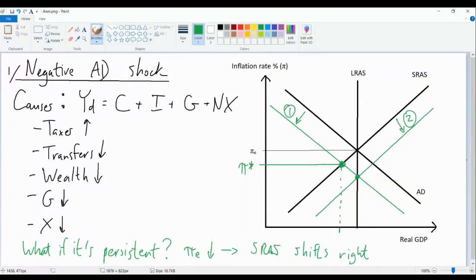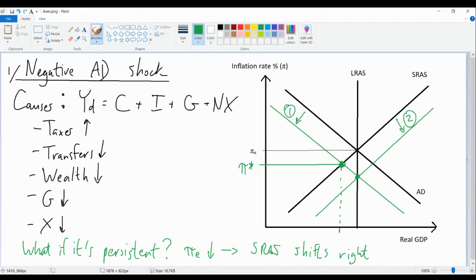Now, what is the problem though? This picture makes it look as though we kind of don't really care what expected inflation is, right? As long as inflation equals expected inflation, we're on the long run curve, we're not in a recession, we don't have any problems. But I don't know if that's really true.